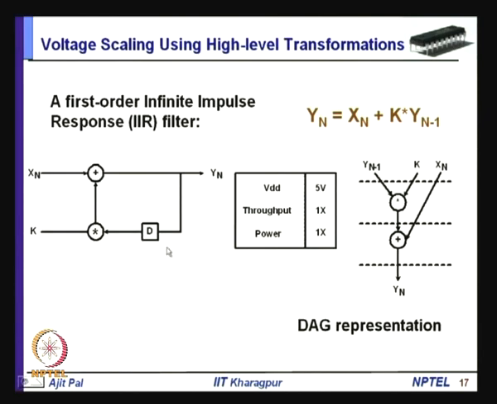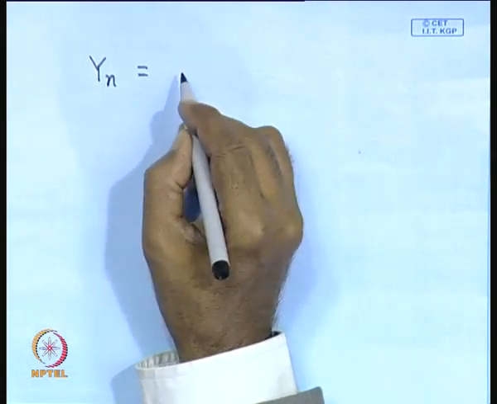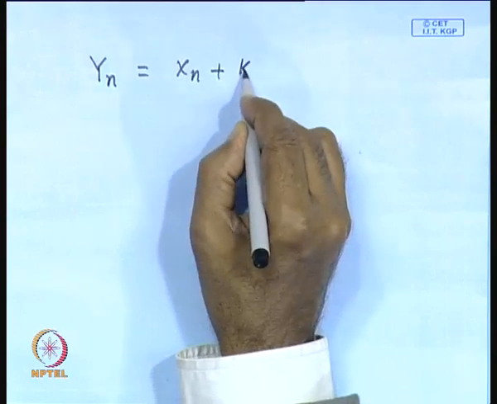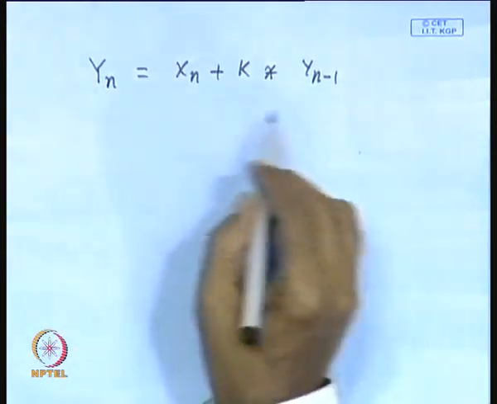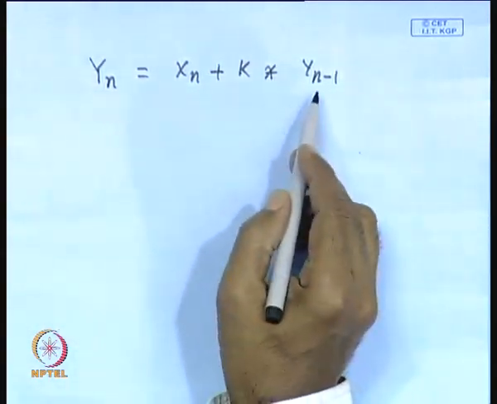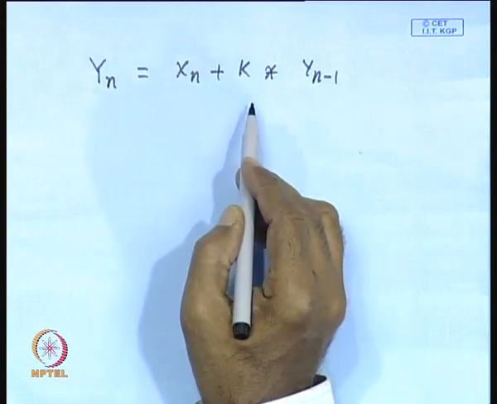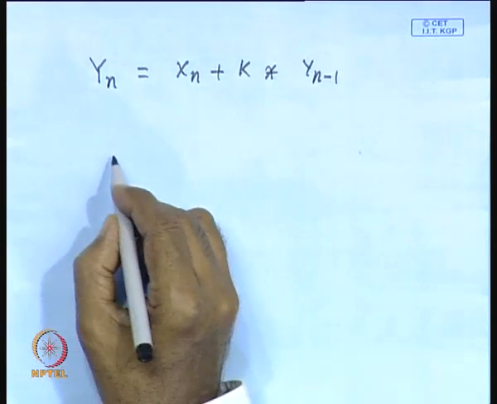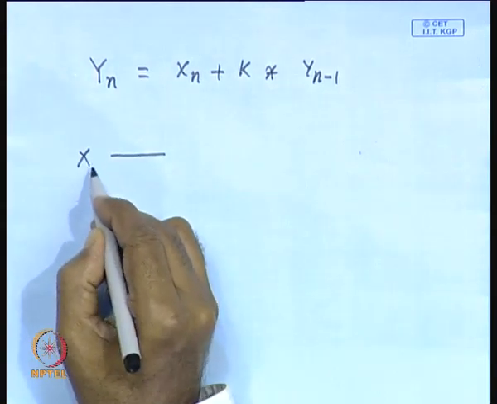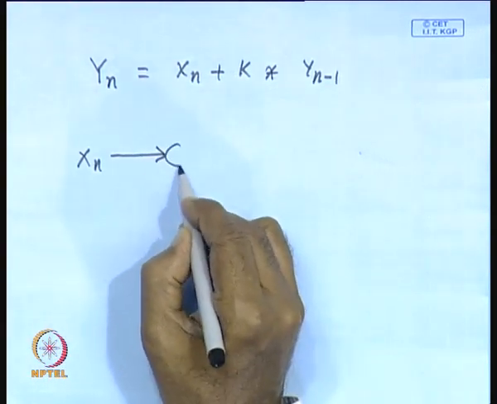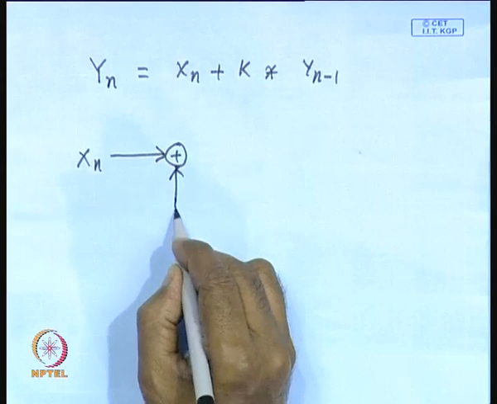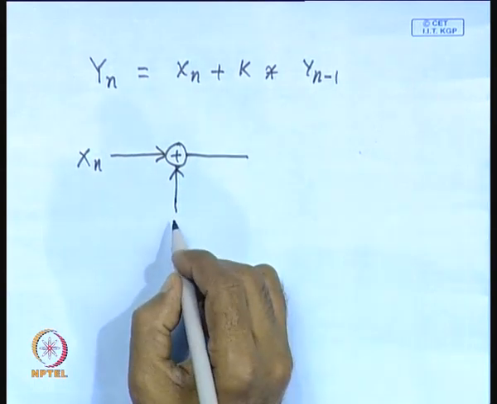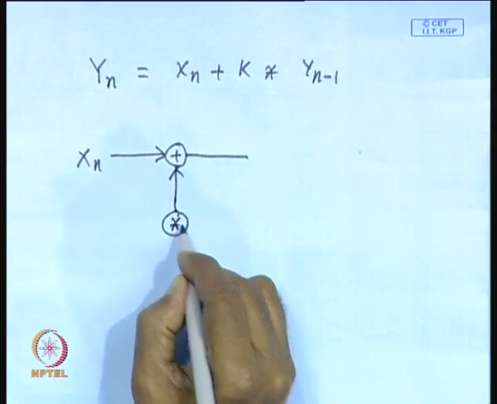As you know, the expression for that filter is y n is equal to x n plus k into y n minus 1. So, this is how repeatedly this is computed in an iterative manner. You can realize the circuit in this way. You will apply x n, this is the input, x n will be added with y n minus 1, and you will have to multiply with a factor, you have to multiply with k.